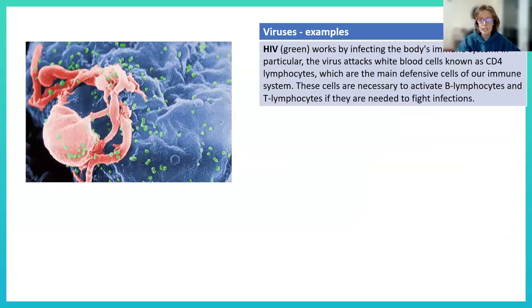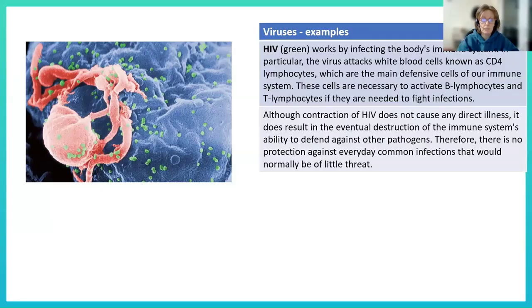Quick look at HIV then as another example of a virus. We did have a look at it before. It works by infecting the body's immune cells. So that's a really good strategy from a viral point of view. It attacks the CD4 lymphocytes, which are the main defense of our immune system. They're necessary to activate B cells and T cells, which are needed to fight infection. So it gets in and it kneecaps the immune system straight away.